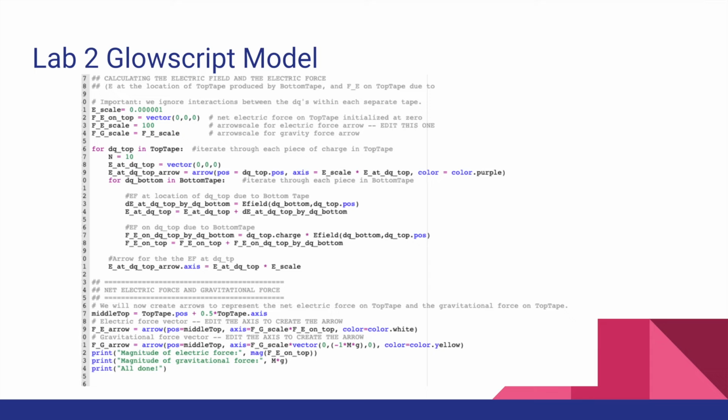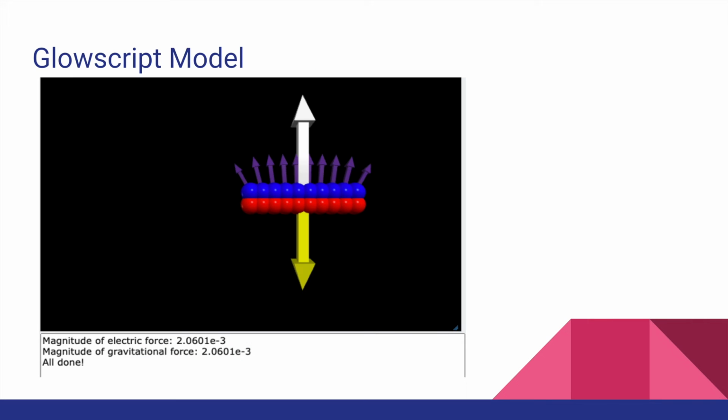In this case, the x components of the force do cancel out as they all have an equal but opposite component, and this can be proven by the symmetry argument. After modeling the net electric force and net gravitational force, we get a model looking like this, where the magnitudes of electric force and gravitational force are equal but opposite. We can see the purple arrows representing the electric force from each of the 10 components, and these all sum up to make the white arrow, which represents the net electric force from the bottom tape.